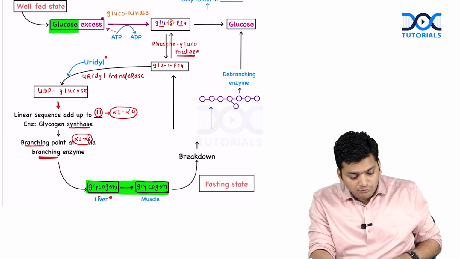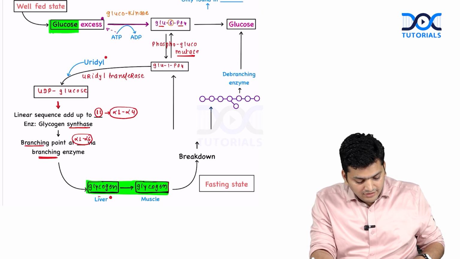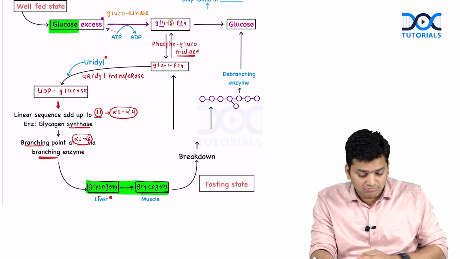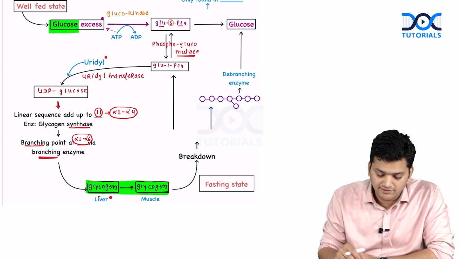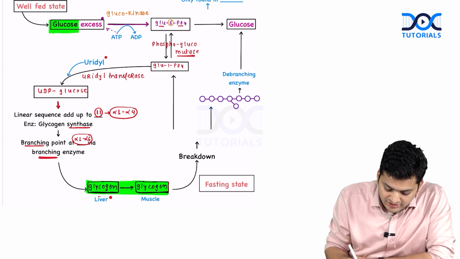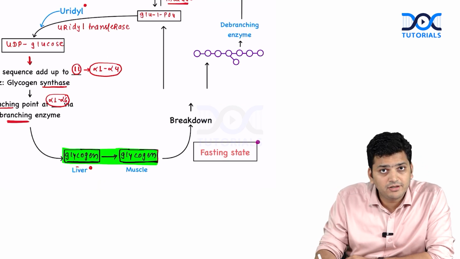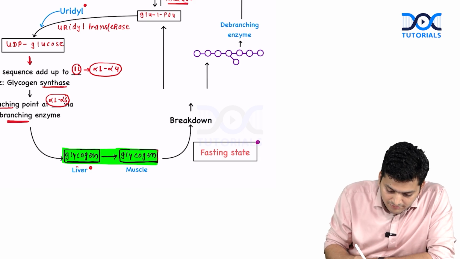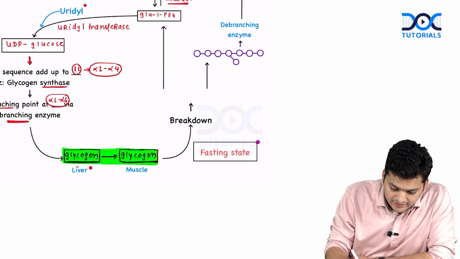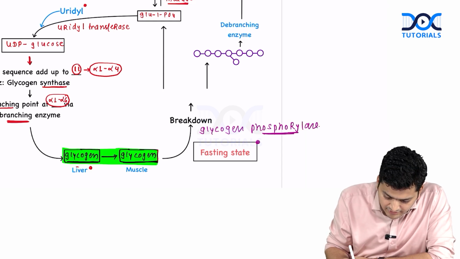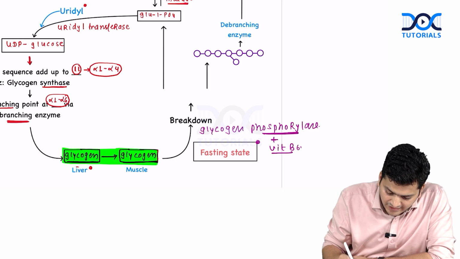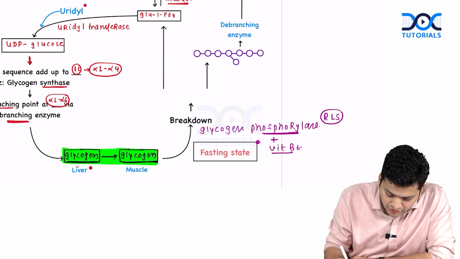Let's write down this information in the same pathway where we discussed glycogenesis. Here we are also going to write glycogenolysis. See what happens. When you are in the fasting state, you are going to do the breakdown. What is the name of the main enzyme? Glycogen phosphorylase. The glycogen phosphorylase requires vitamin B6, and this is the rate limiting step of glycogenolysis.